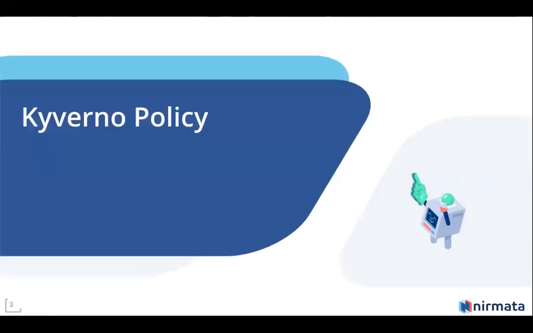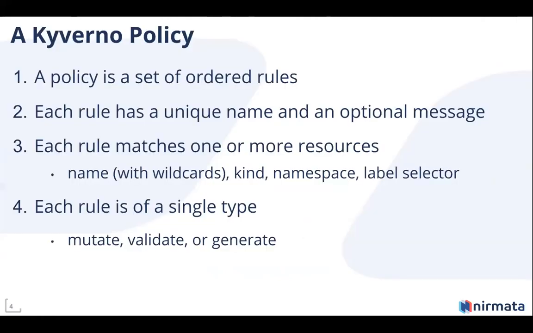Okay, thanks, Jim. So today I'm going to briefly explain what the Kyverno policy is and what the different types of rules we support are. First of all, the Kyverno policy is basically a set of ordered rules. For each rule, you can have a unique name, and you can have an optional message to describe what this policy is for. And for each rule, you can have the resource, like you can select on what kind of resource you want this policy to apply to.